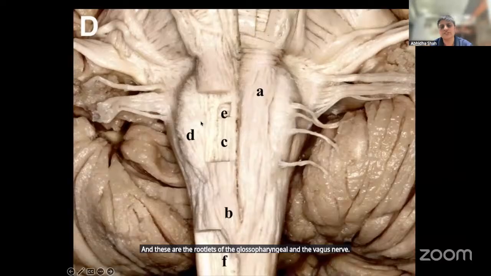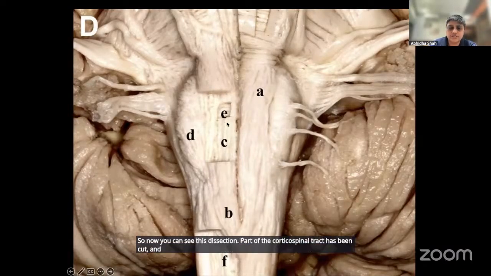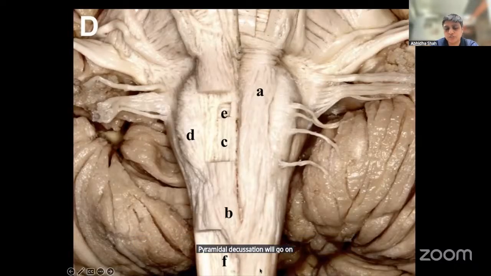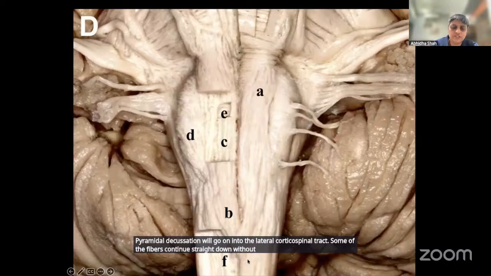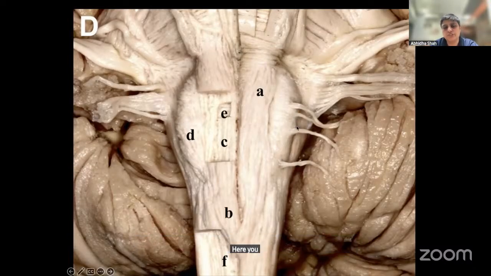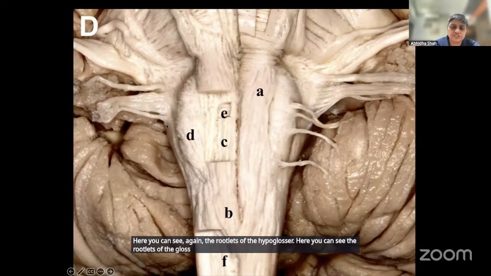So now you can see this dissection. Part of the corticospinal tract has been cut, and you can see the fibers now more clearly. And here you can see how they are decussating, and this is the pyramidal decussation. So the majority of these fibers, at the pyramidal decussation, will go on into the lateral corticospinal tract. Some of the fibers continue straight down without decussation to form the anterior corticospinal tract. Here you can see again the rootlets of the hypoglossal. Here you can see the rootlets of the glossopharyngeal and the vagus nerve.